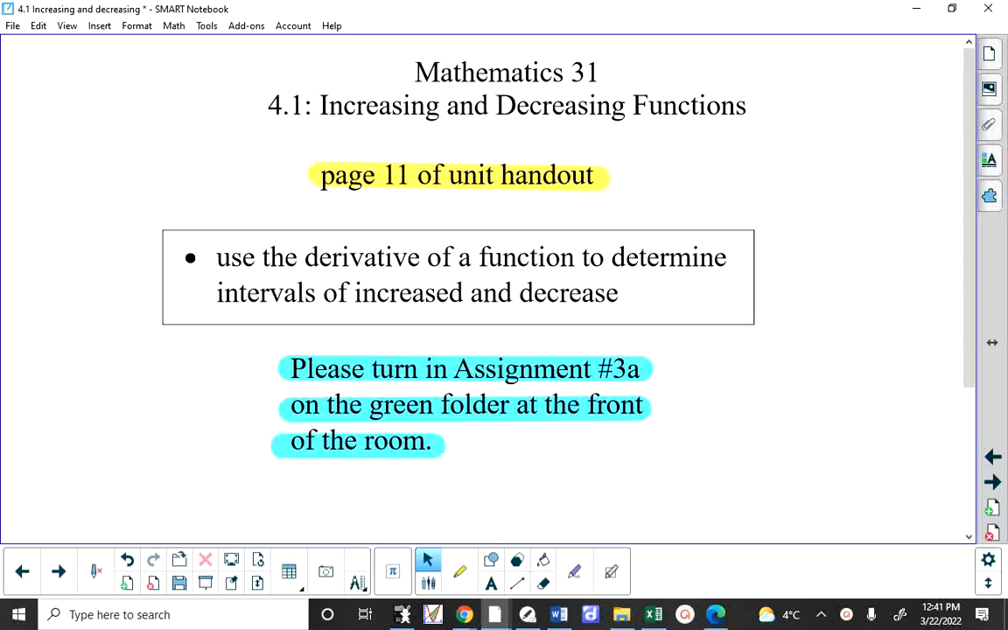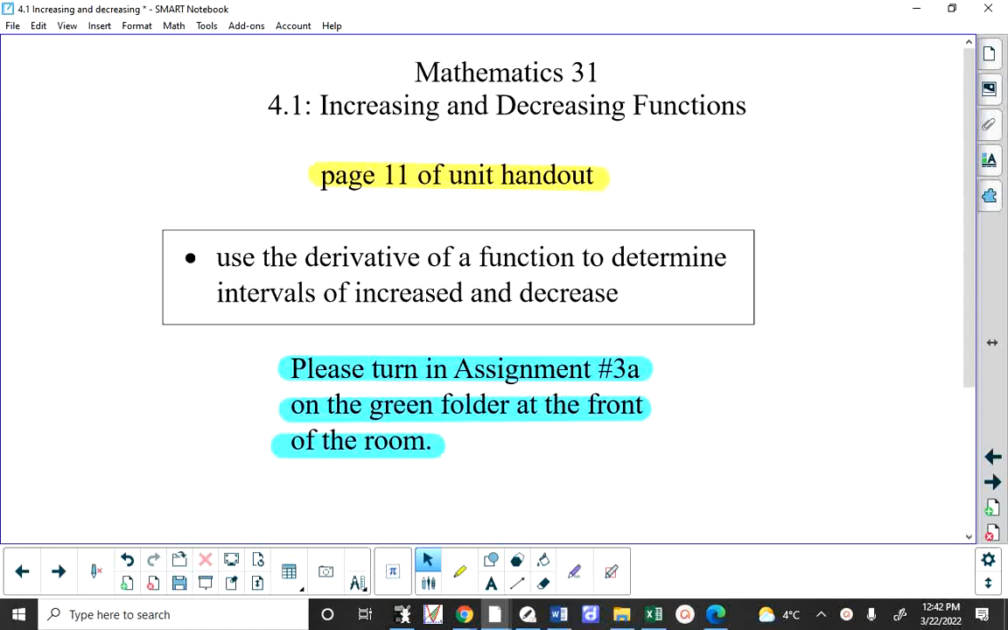What we're looking at in Chapter 4 culminates in another application of calculus, which is optimization problems or max-min problems. So we're going to start off today by looking at something called increasing and decreasing functions, and our primary goal here is to use the derivative of a function to determine where functions are increasing and where they are decreasing.